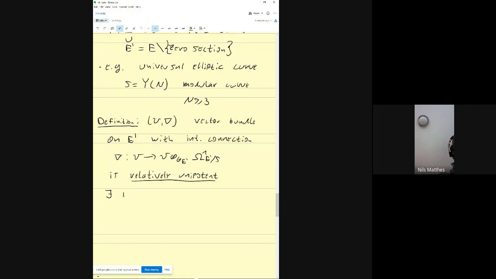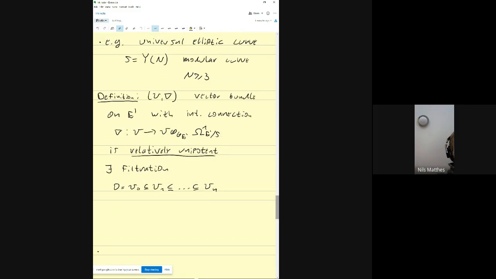If there exists a filtration, similar to before, by subbundles which also should be stable under the connection, such that the successive quotients now are not trivial, but rather relatively trivial, meaning that it comes via pullback from S.